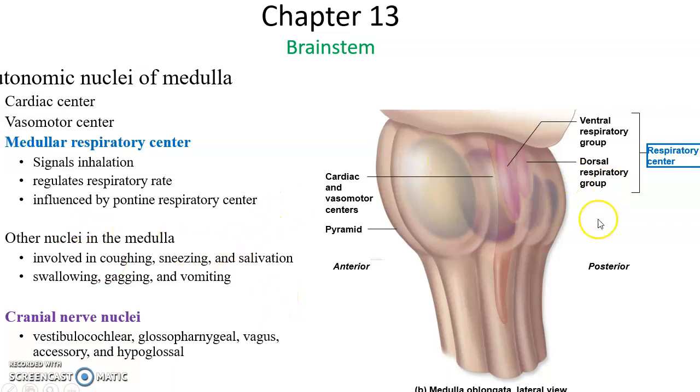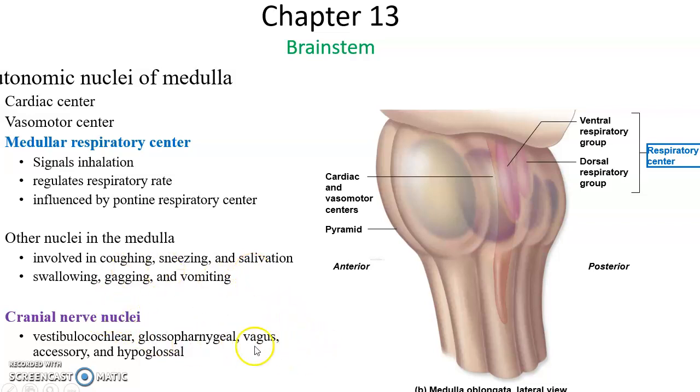There are other nuclei, various nuclei within the medulla oblongata involved in things like coughing, sneezing, salivating, swallowing, gagging, vomiting, lots of visceral reflexes that occur that sometimes we don't want to have occur.